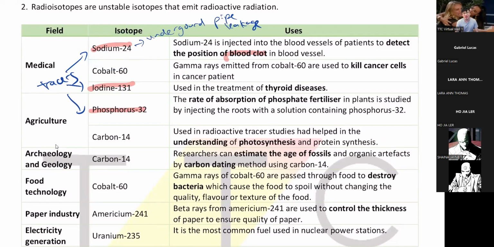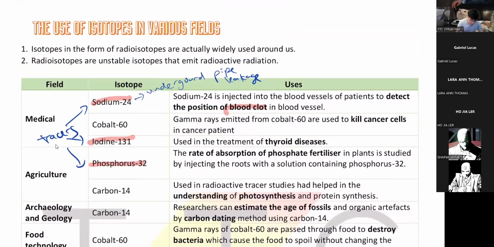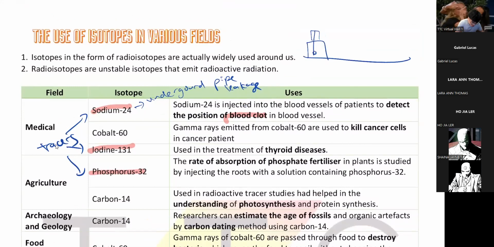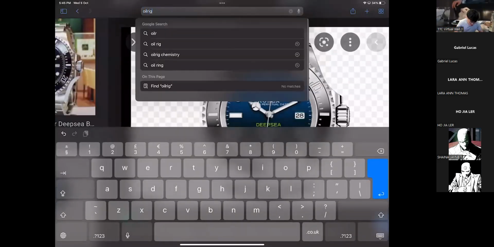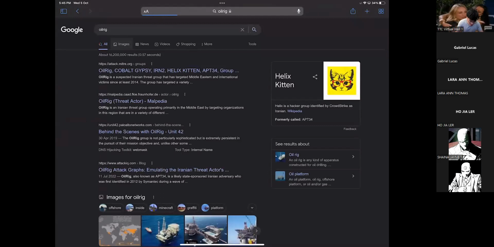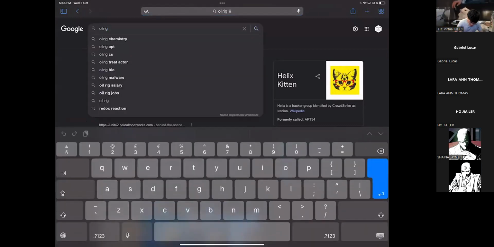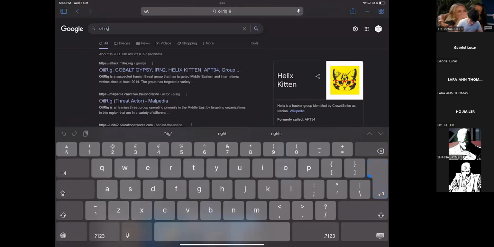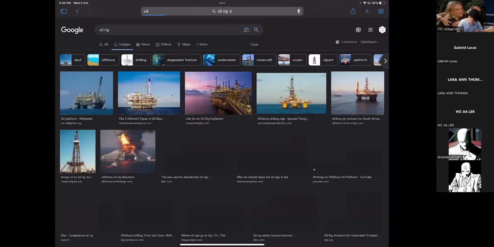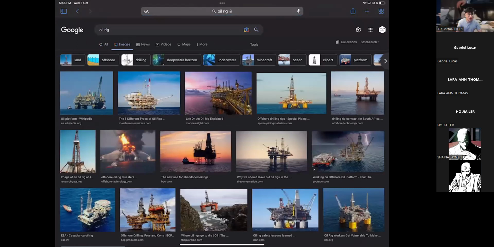So what is this? Let's just talk about underground pipe leakage. For example, let's say you have an oil rig. I don't know how to draw an oil rig, I'll just draw it this way. Do you know what an oil rig is? It's the place that digs oil from the ground. Oil rig, oil platform, whatever. This is the place where they get petroleum from the ground.